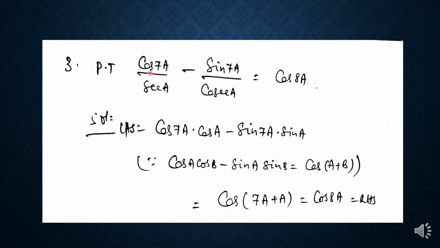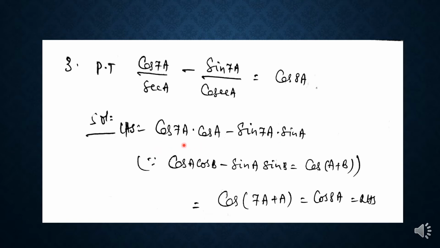Now this becomes cos 7A by 1 by cos A minus sin 7A by 1 by sin A. That becomes cos 7A into 1 by cos A, which is cos A by 1. That is cos 7A into cos A minus sin 7A by 1 by sin A, which can be written as sin 7A into sin A by 1. That is sin 7A into sin A.